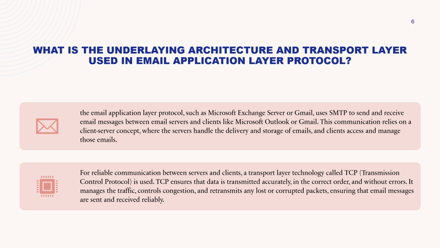For reliable communication between the server and the client, a transport layer technology called TCP, Transmission Control Protocol, is used. TCP ensures that the data is transmitted accurately, in the correct order and without errors. It manages flow control, congestion, and retransmission of any lost or corrupted packets, ensuring that the email messages are sent and received.